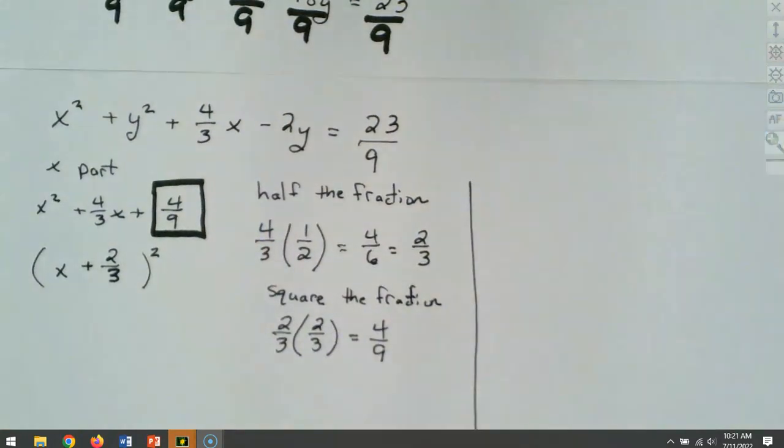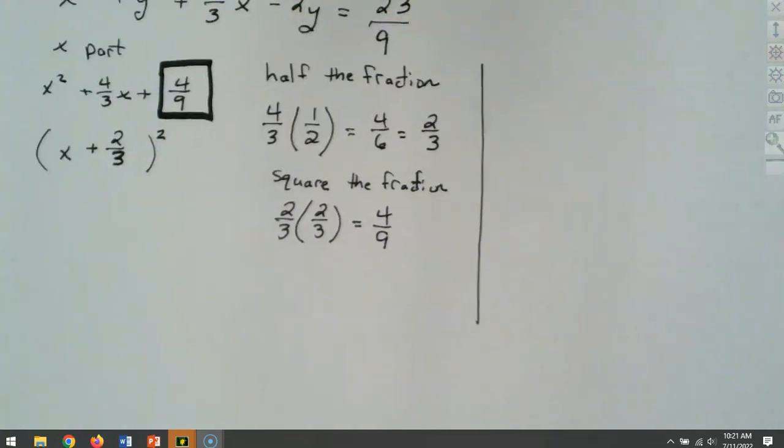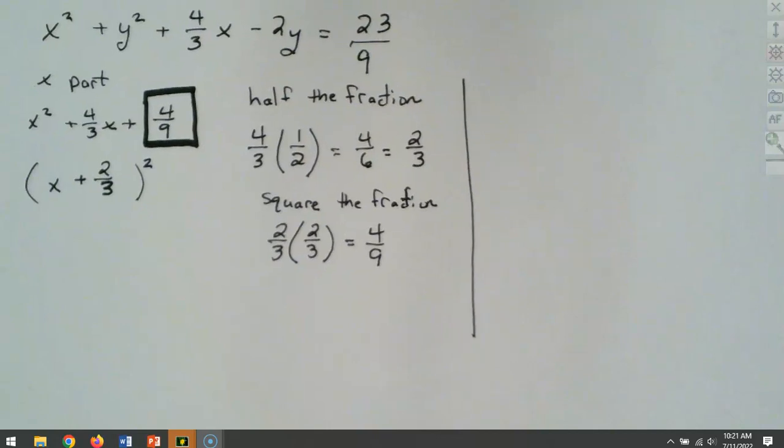Easy enough there. Like I say, it looks a little bit more intimidating with the fractions, but it's really not. And they're all going to go away at the end. So we don't have to really worry about them because they're all going to cancel out.